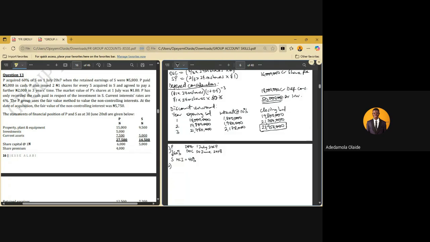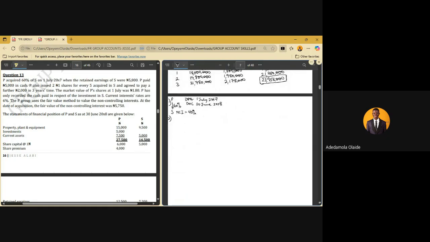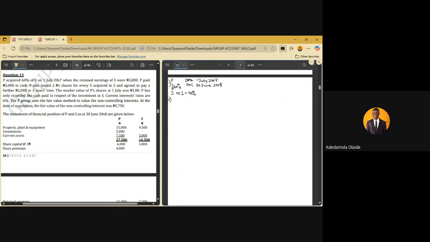Note 2, we calculate the net asset summary. However, with all of this information they gave us, we need to first determine the purchase consideration.